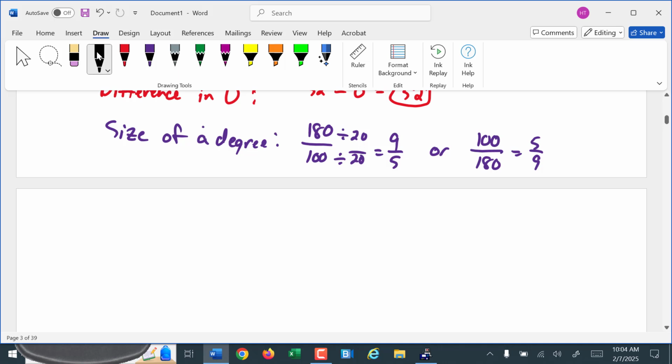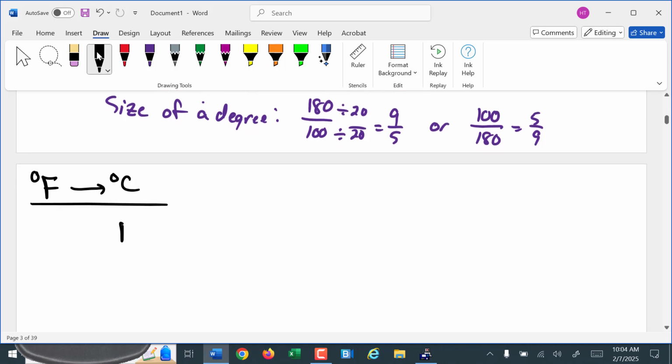So if we are starting out in degrees Fahrenheit and converting into degrees Celsius, we start out with the temperature in degrees Fahrenheit. We subtract the 32 to get the common 0 point. And then once we get that difference, that's why I have parentheses around it, we multiply by 5/9 to convert that down to the size of a degree Celsius.